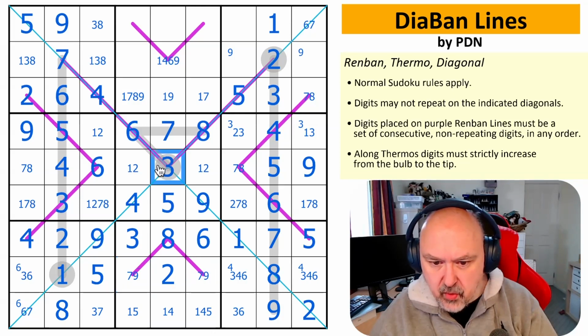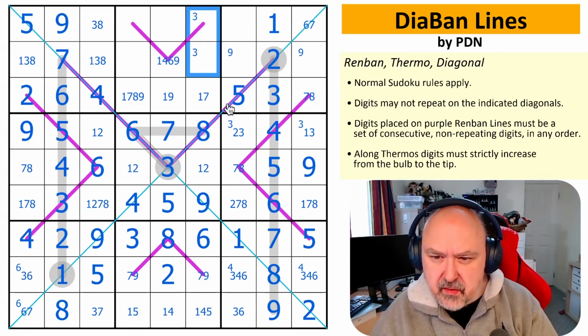That was way more obvious than I thought. It is very busy in the grid here. I'm going to blame that. It's probably not true. I'm just going to blame it anyway. 3 goes up there.